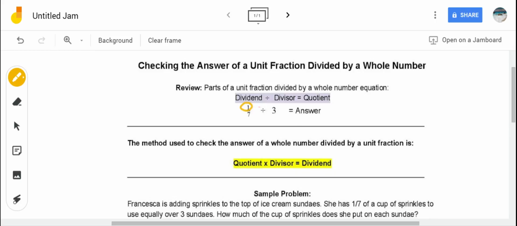So how do we check this? How do we check that our work was correct? Well, we practiced using some models. We practiced the reciprocal method to help us. And now here's one final check I want to share with you.